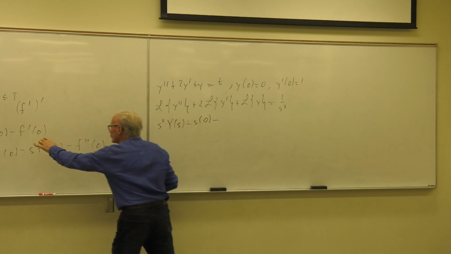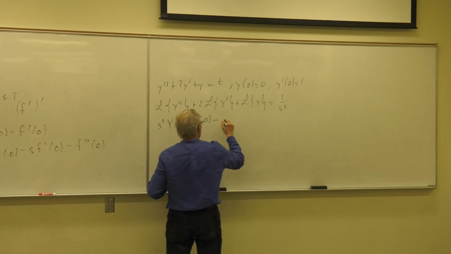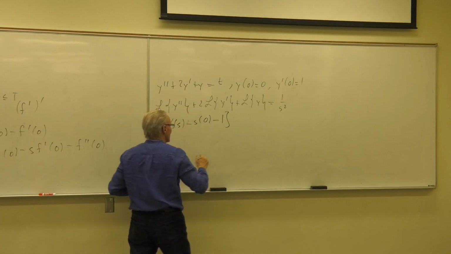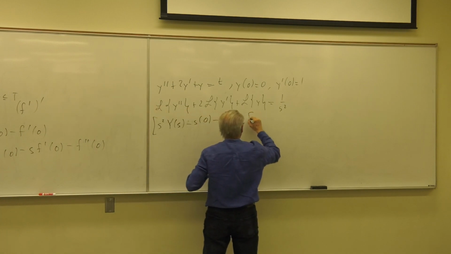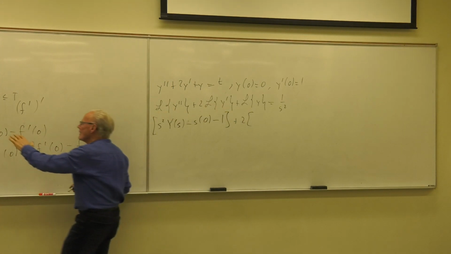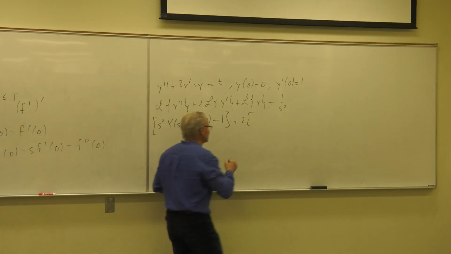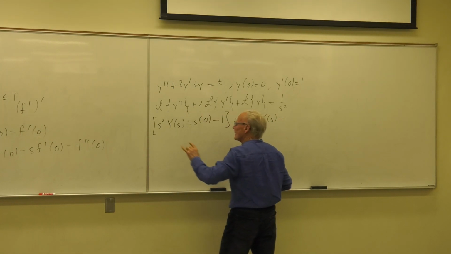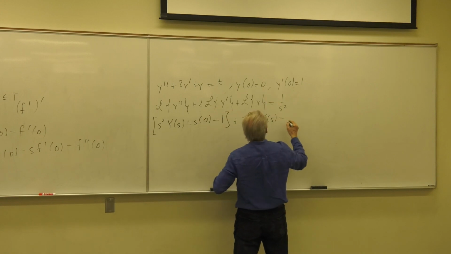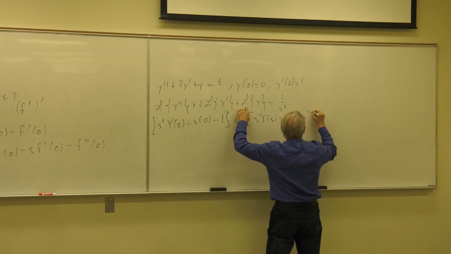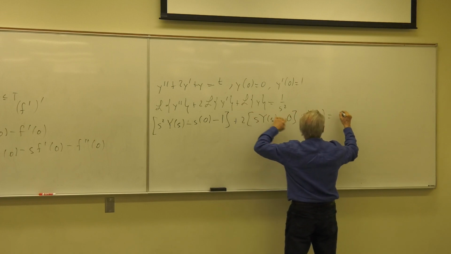Minus the first derivative at 0. That is coming from this one onto the next one. We need the Laplace transform of y prime. Now we use this one. It's s times Y of s minus y of 0, plus Y of s equals 1 over s squared.